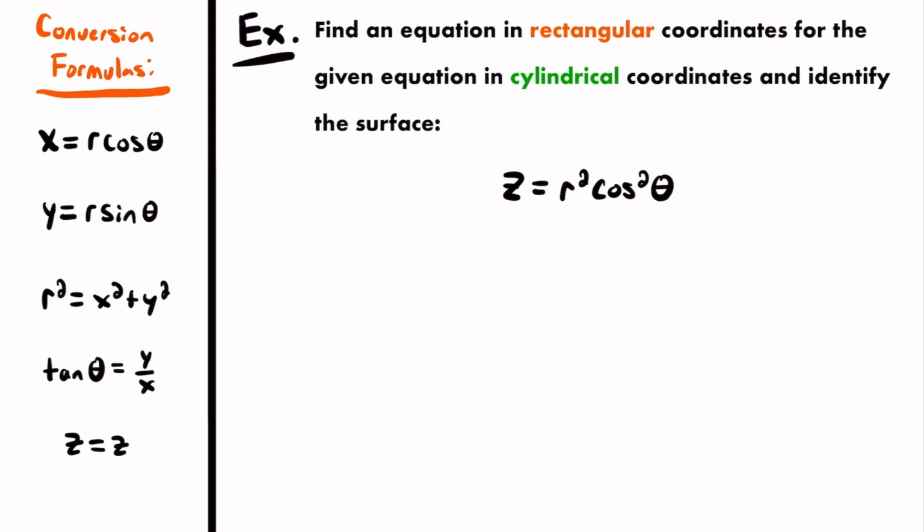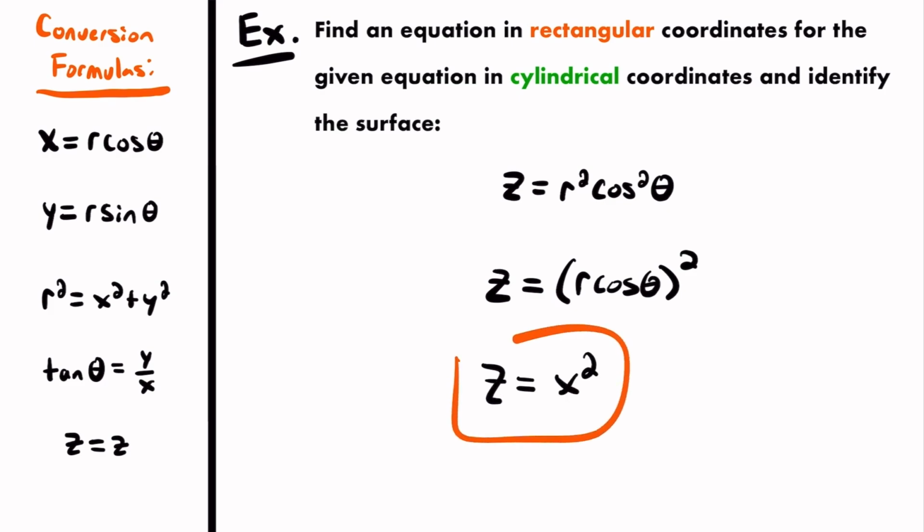You might be tempted to replace r² with x² + y², but then what do we do about cosine squared theta? That kind of leaves us at a bit of a dead end. I suppose you could solve for theta in this equation and then put arctangent into the cosine function, but that's kind of ugly. We don't want to do that. Instead, hopefully you notice that r cosine theta is equal to x, and since both of those two things are squared, what we actually have here is x², right? So you could rewrite this to be z equals (r times cosine theta)², which is then just z equals x². That is our rectangular equation, equivalent to this equation in cylindrical coordinates.